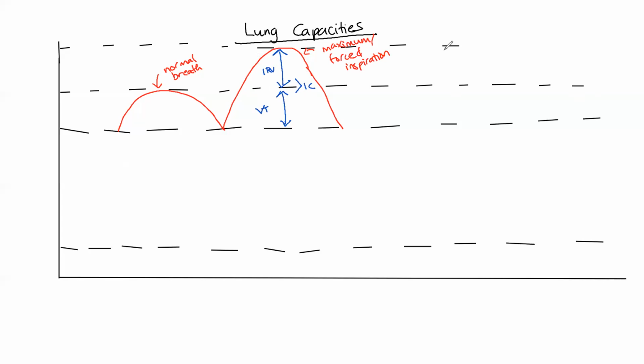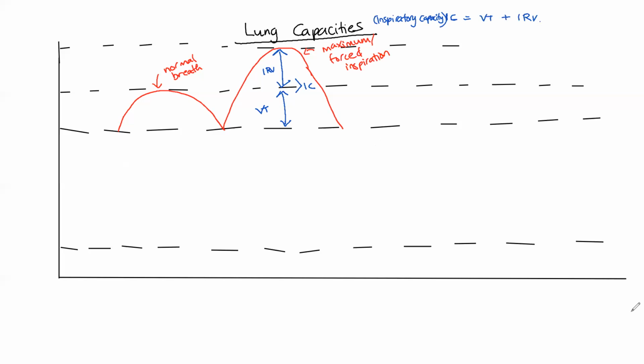And let's just make a little key in the upper corner here. So inspiratory capacity is equal to tidal volume plus our inspiratory reserve volume. I'm actually going to write the words out. Okay, so that's our first lung capacity. It's our tidal volume plus our inspiratory reserve.